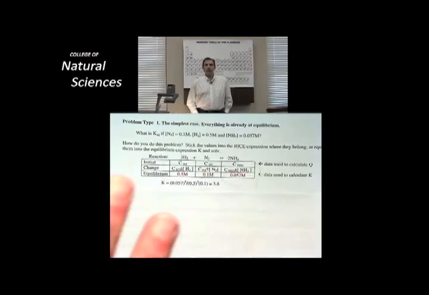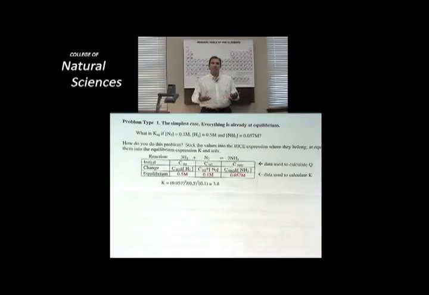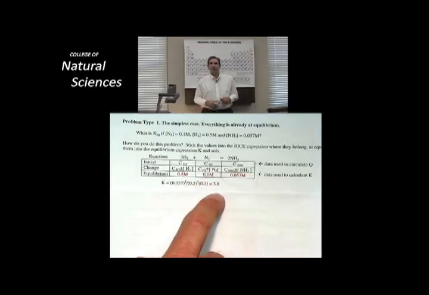Anyway, this is problem type 1. It's the simplest one there is. I'm not sure I ever actually put it on an exam in a college chemistry course, but it gives you a sense of what the equilibrium values are and how they relate directly to K.